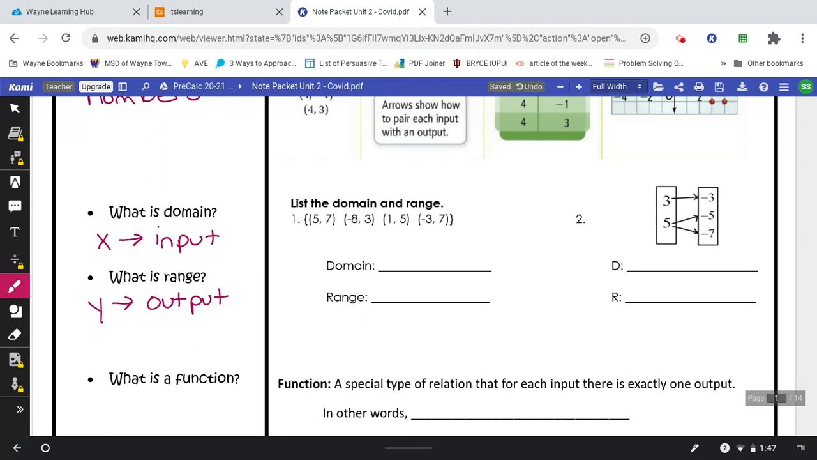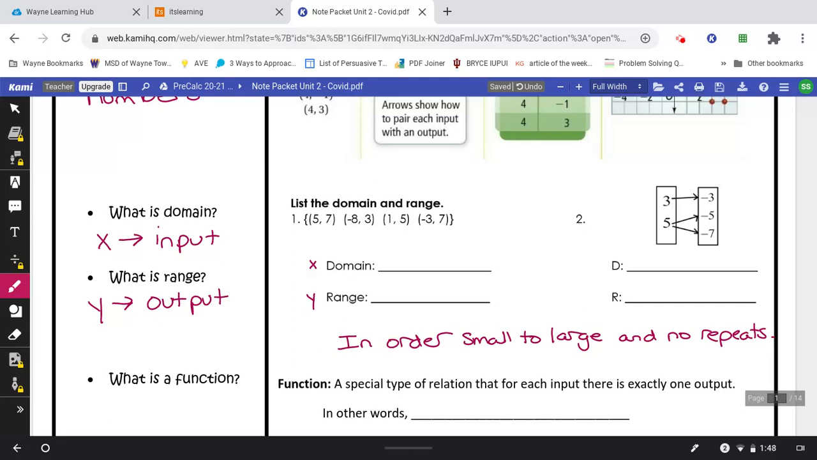When we list the domain and range, we are just going to make a list of the numbers. So domain is your x, range is your y, and we're just going to list these out. When we list them in order, small to large, and then we do not repeat anything. So in order, small to large, and no repeats.